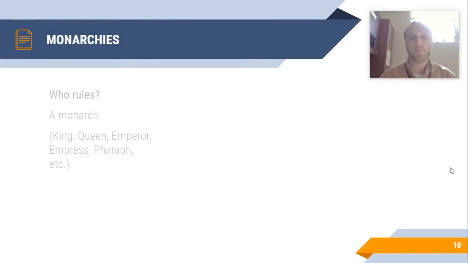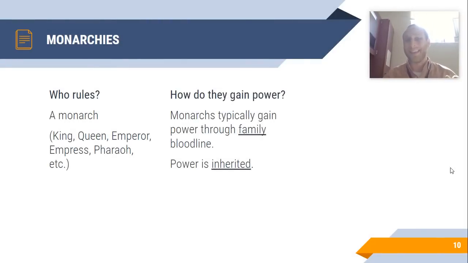Okay. So with monarchies, we know the monarch rules, which is typically a king or queen. They gain the power through their family line, and the power is inherited. That basically means if I was the king of a country and I die, or I give up ruling over my country, then my power is going to be passed down through my family. It's usually going to be the oldest child. Sometimes it is the oldest male child, as it used to be in ancient times. Sometimes it's just the oldest child in general. But power is typically passed through that royal family.